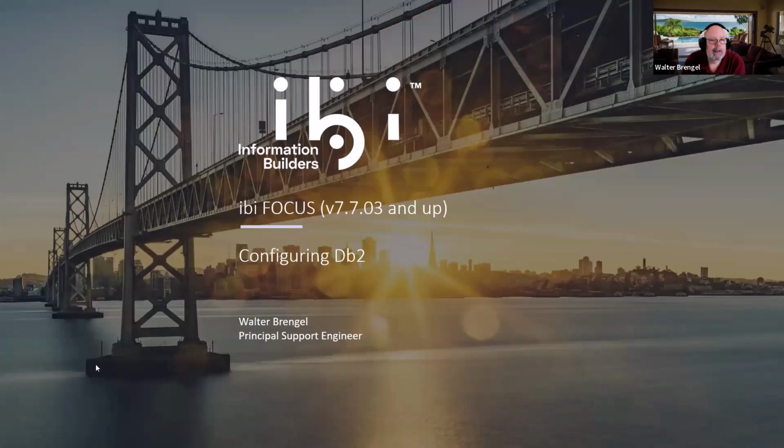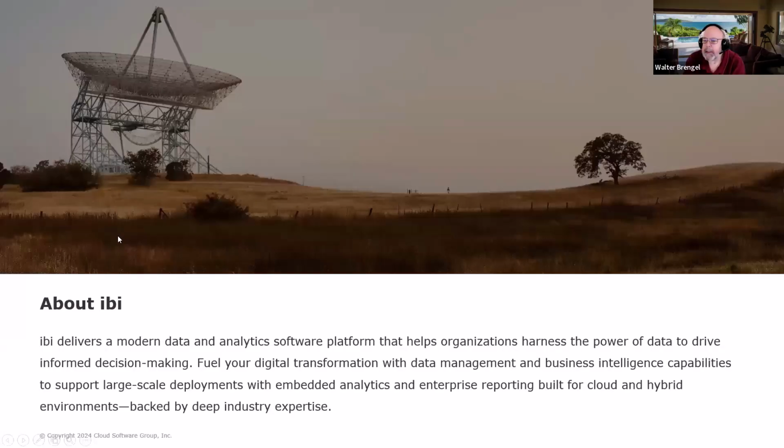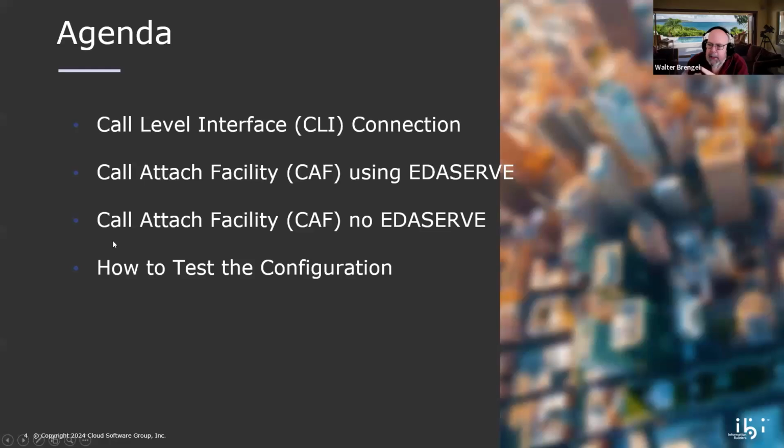All right. So I'm going to talk about, on the IBM mainframe, how to configure our DB2 adapter. I'm going to talk about the call level interface connection, the CLI, and the call attach facility, CAF. In our DB2 installation manual, we have these options when you install: you have to decide, are you going to use Ediserve or not? I'm going to show you how to set it up for both and then how to test the configuration.